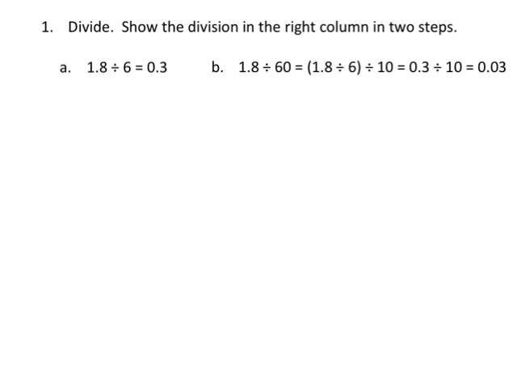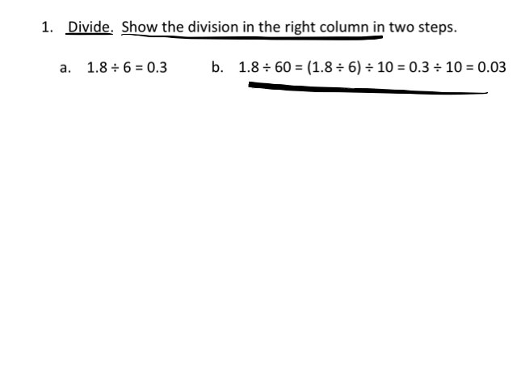Alright, so in this first example, it says divide and show the division in this right column, meaning this problem over here, using 2 steps. Alright, so let's take a look at problem A first. Now A says, okay, we've got 1.8 divided by 6. Now they happen to already tell us the answer is 0.3, but let's figure out how we got that.